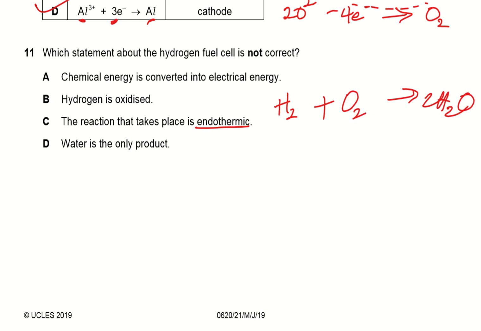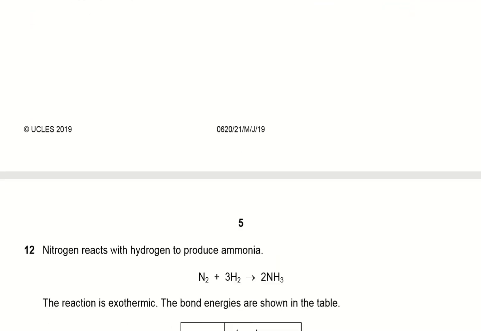Water is the only product. While this is correct, water is the only product. Hydrogen is oxidized. If you look at the reaction, oxygen is added to hydrogen, so it's like an oxidation reaction for hydrogen. And of course, the essence of this chemical reaction is to produce electrical energy. That's the essence of the hydrogen fuel cell. Of course, if you even look at the definition of the word cell, it's a device that converts chemical energy into electrical energy. So the only wrong statement here is C. So C will be the correct answer for this question.